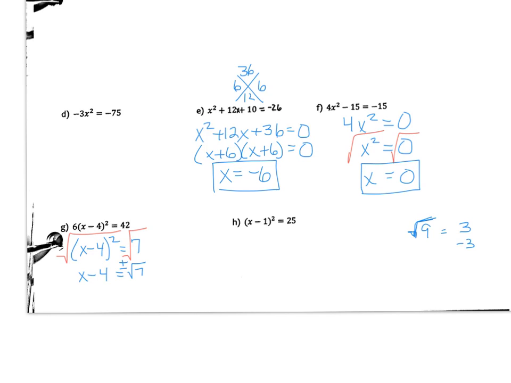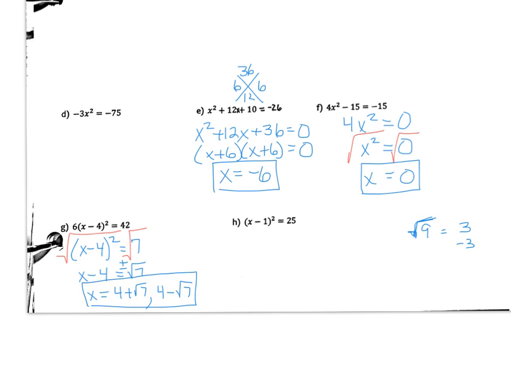So now I'm going to add 4 to both sides. So my solution is going to be x equals 4 plus the square root of 7 or 4 minus the square root of 7. Because this is either a positive square root of 7 or a negative square root of 7. So a plus square root of 7 or a minus. And I added 4 to both sides. So there's the added 4. So add 4 to a positive square root of 7, and then also add 4 to a negative square root of 7. So you get 2 solutions.